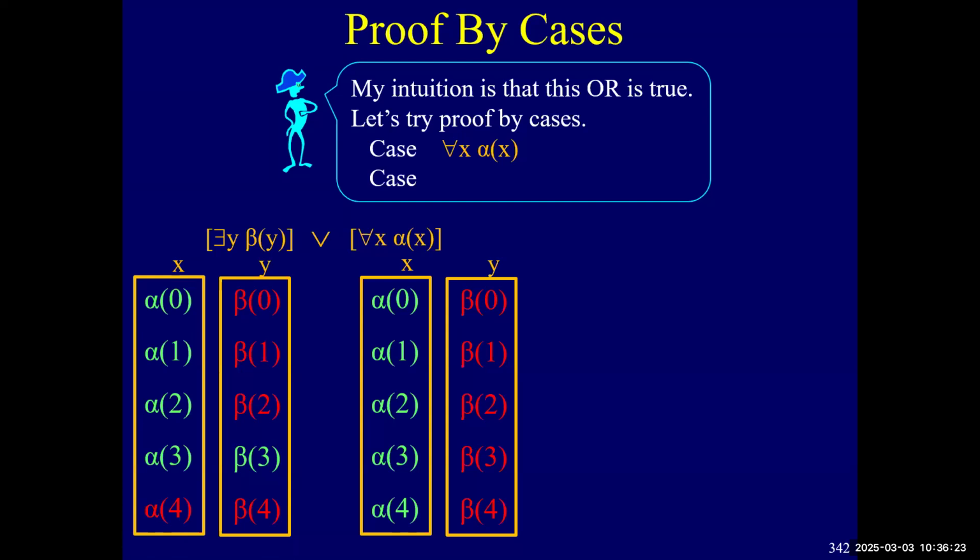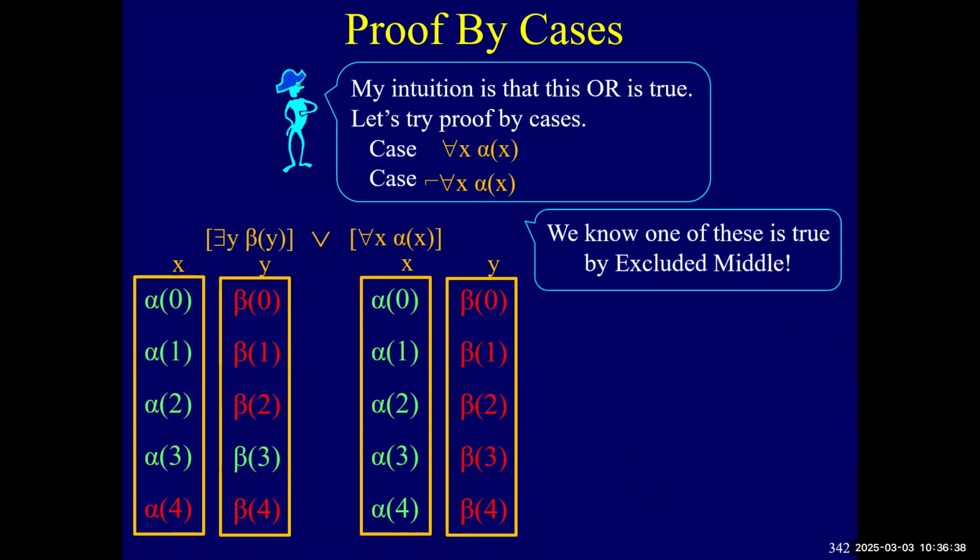So what should our other case be? Exactly. How do we know that one of these is true? Is either true or false. Remember, it's called excluded middle, right? Everybody see that? Now we have two cases. Either all the alphas are true or there's an alpha that's false, right?